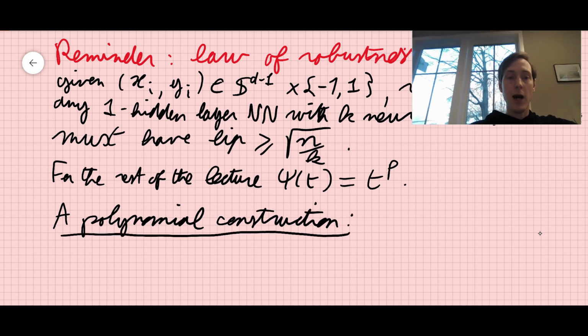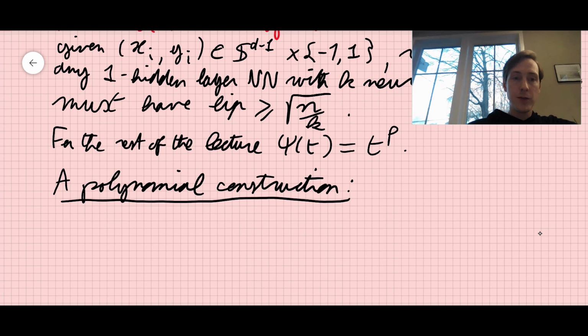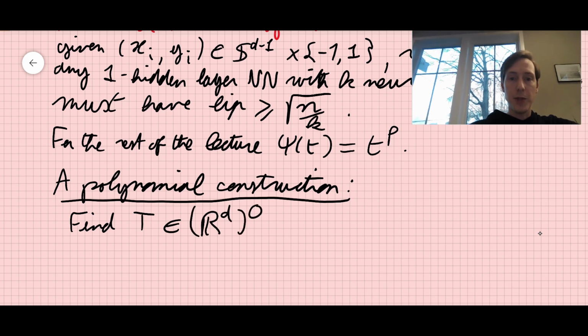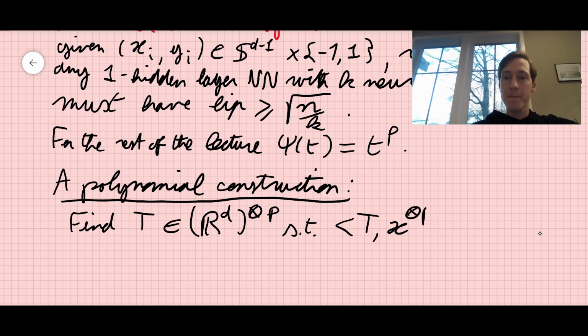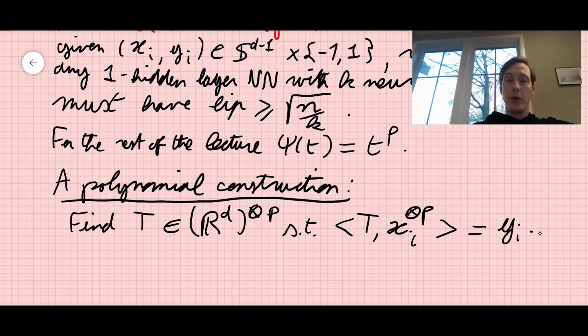Okay, so I want to find T, which is an order p tensor, so it's in (R^d) tensor p, such that T applied to x_i to the p is equal to y_i. So here is how I'm going to do it.